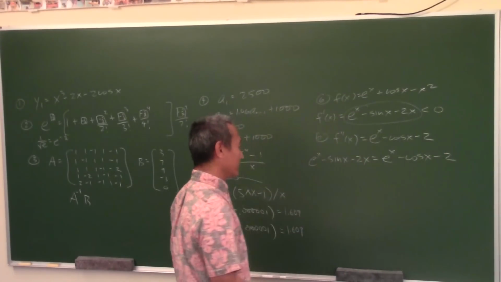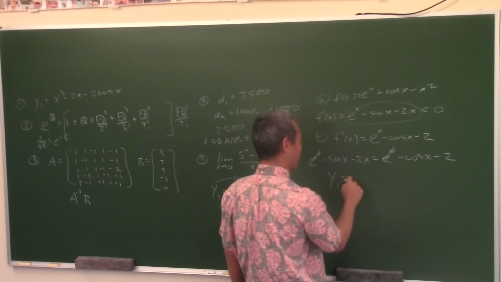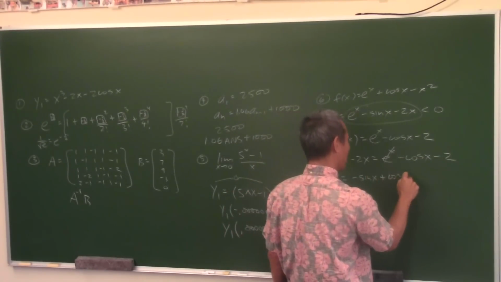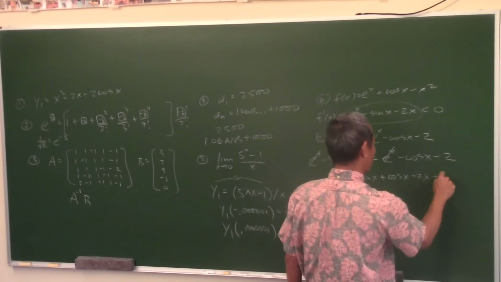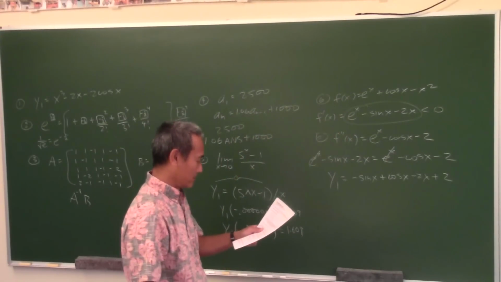How do you solve any equation on your calculator? You make one side 0. So on your calculator, this is what you graph: negative sine x plus cosine x minus 2x plus 2. And see where it crosses the x-axis.